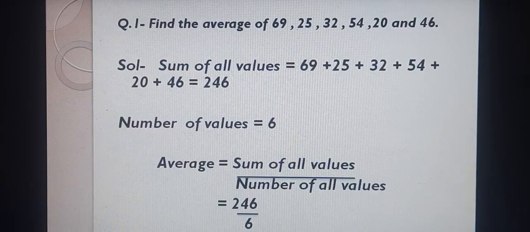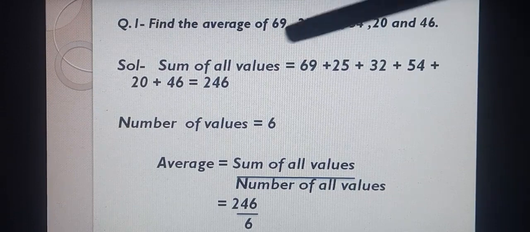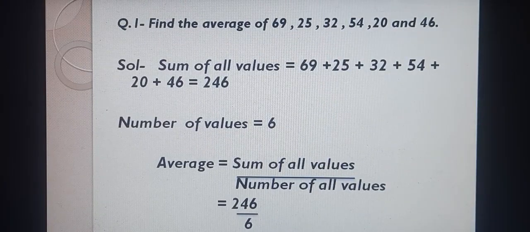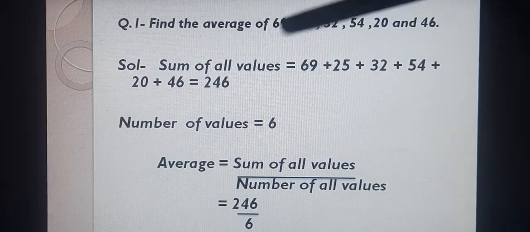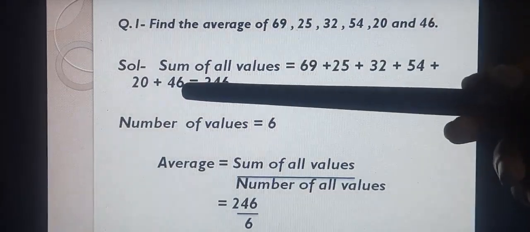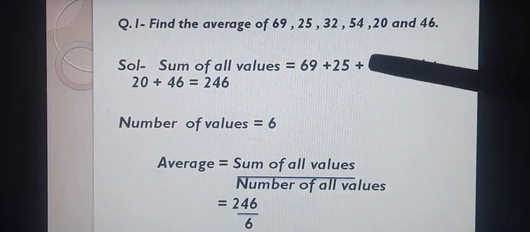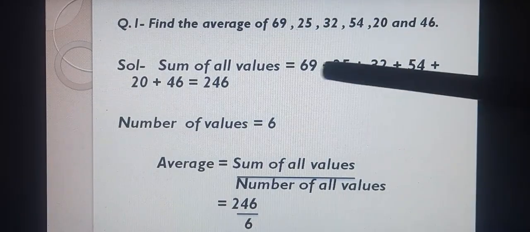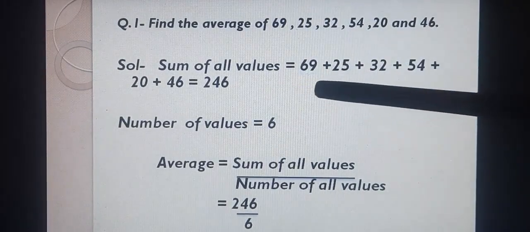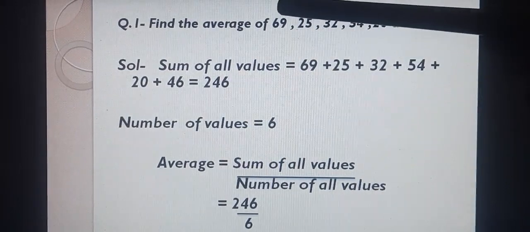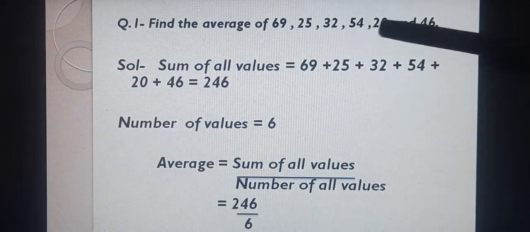Now let's start our practice questions based on average. These are the examples given in your book. First question, find the average of 69, 25, 32, 54, 20 and 46. Now we have to find out the average of these values. So first of all we will find out sum of all the values. Sum 69, 25, 32, 54, 20 and 46. We have to do addition of these. So after adding, we will get 246. And now number of the values. See 1, 2, 3, 4, 5, 6.